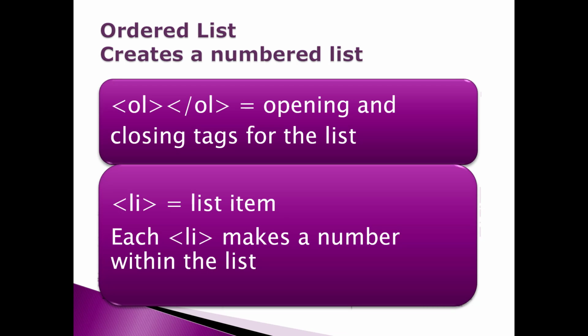An ordered list means they're in a certain order, so that must be a numbered list, like 1, 2, 3, 4, 5, like the following steps. The only thing that changes is the U from unordered changes to an O for ordered. So you got your opening and closing tags, and again, each LI is going to be listed, but each LI now will make a number instead of a bullet.